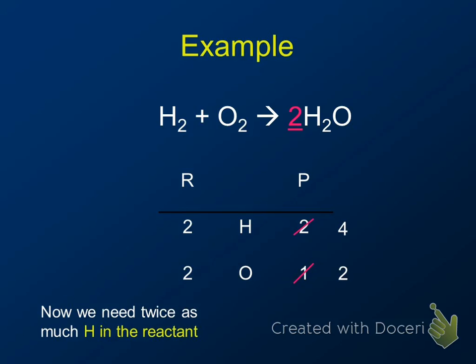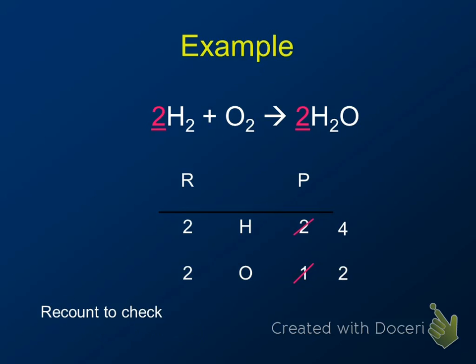Raise your hand if you think that will work. Got about 60% of you that think so, and the other 40 aren't so sure. Okay? Well, let's try that. Let's do just what Connor said. I've added a coefficient of 2 in front of my hydrogen, my diatomic molecule of hydrogen. Now, let's recount. I added a coefficient. Let's recount using the cross-out method.